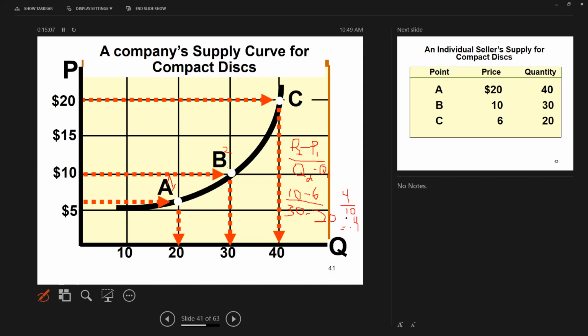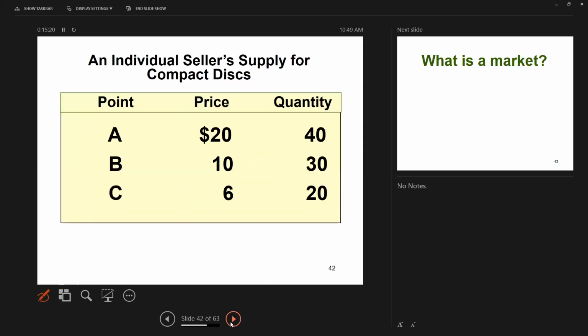So the slope of this line is positive, and that indicates that there is a direct relationship between the price of a good and quantity supplied. We would get this information from a price schedule. We might go to sellers in the area and say, this might be for compact discs. We might go to Walmart and say, at a price of $20, how many CDs will you offer for sale on the market per day at that price?